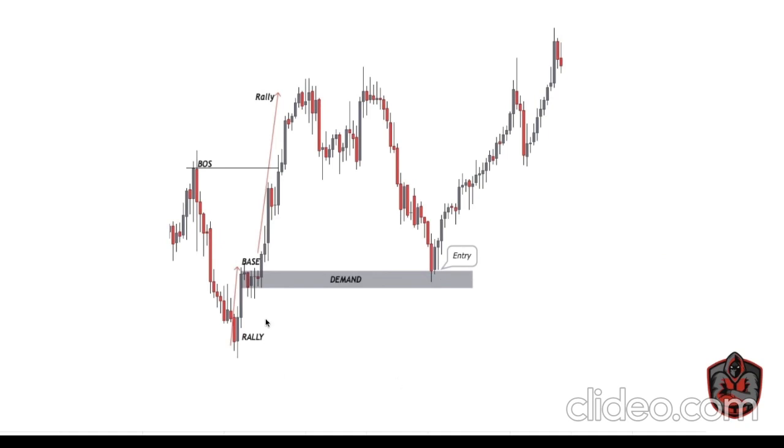Now look at these examples here. So one, we had that break of structure. Price broke through this high, creating a higher high. Price then starts to pull back. And what do we have here? A rally, a base, and then a rally. Price pulls back into this demand zone and then continues to move over to the upside.